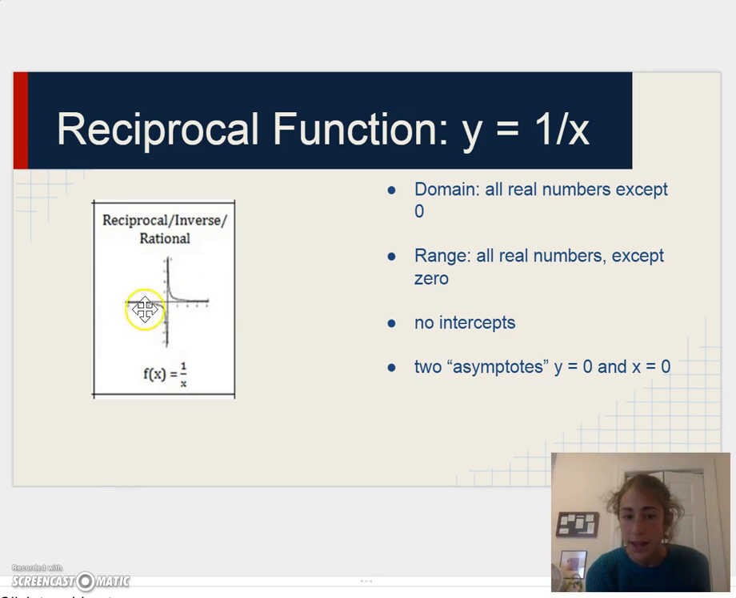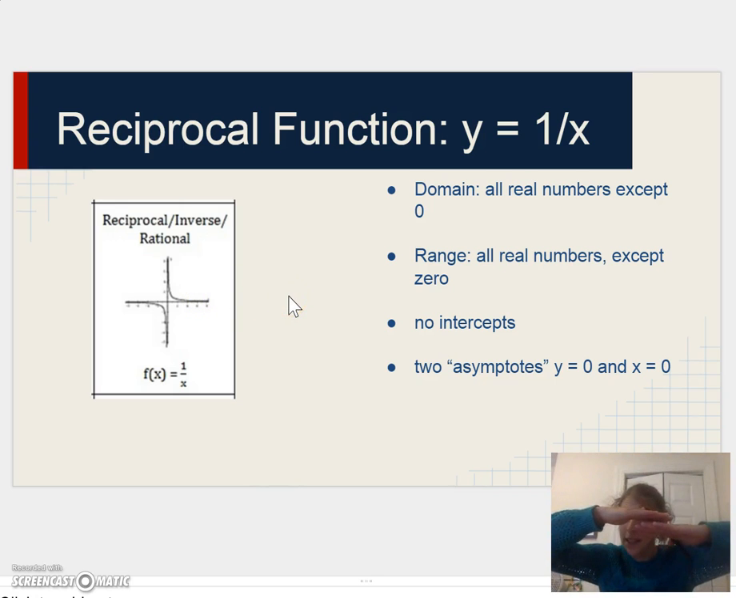Similarly, if you look along the x-axis, as the x values get really, really, really big, the y values are squeezing towards 0, but they never actually hit 0. So that's why we say this graph has two asymptotes, x equals 0, the vertical one, and y equals 0, the horizontal one.